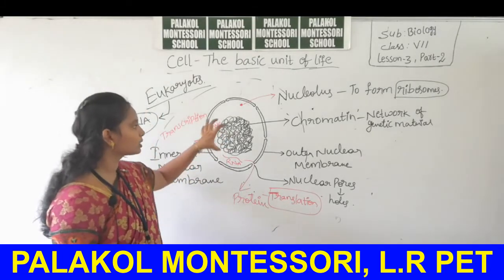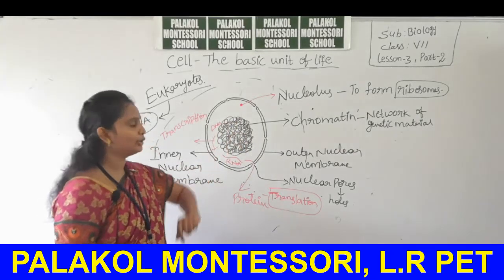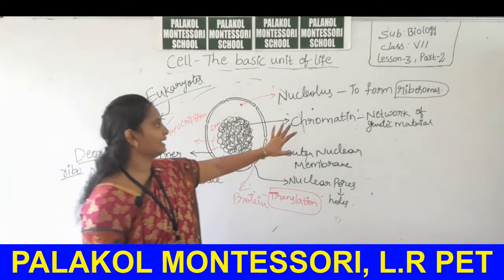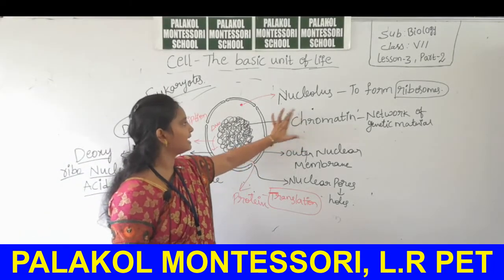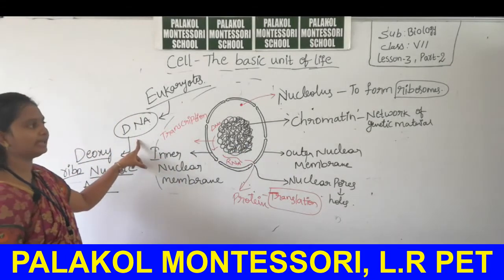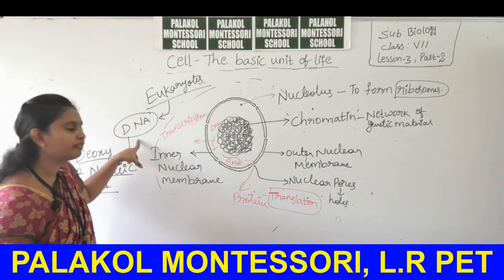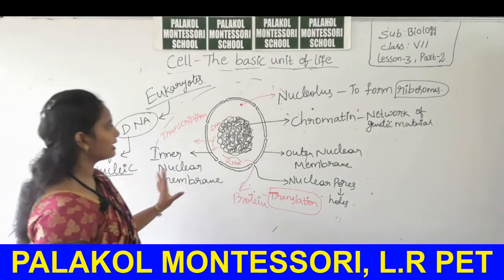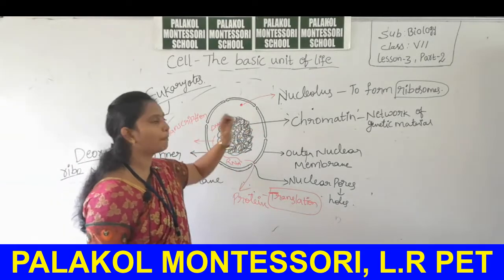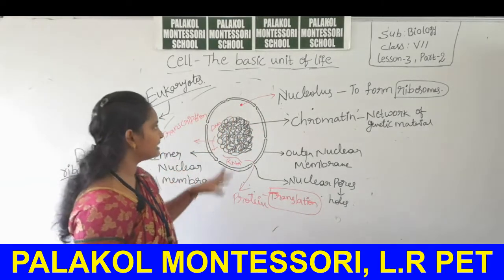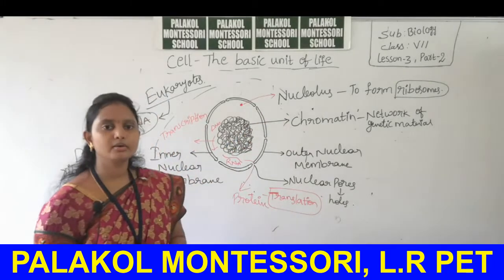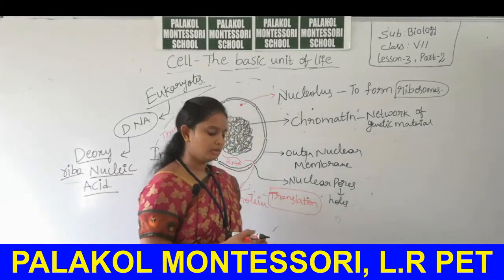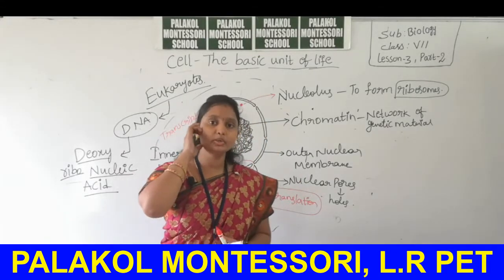The genetic material or nuclear material present inside the nucleus is called chromatin. Chromatin has which type of genetic material inside it? DNA. What is the abbreviation of DNA? Deoxyribonucleic acid. Along with the chromatin there is a spot-like structure also present, that is nucleolus. Nucleolus function is to synthesize the ribosomes. Got my point, students?